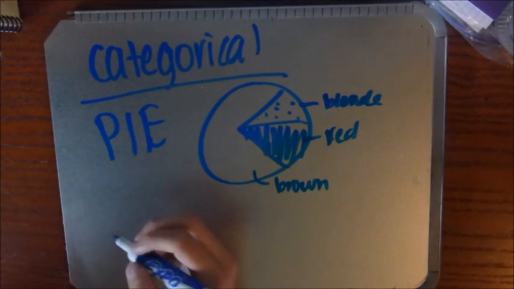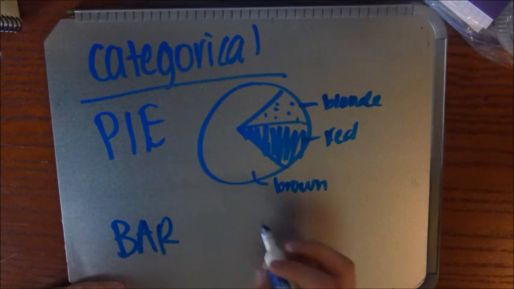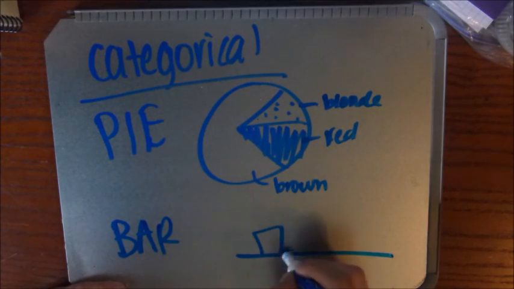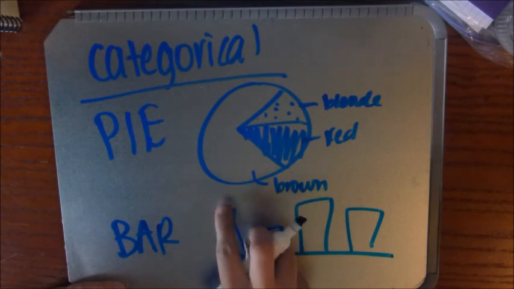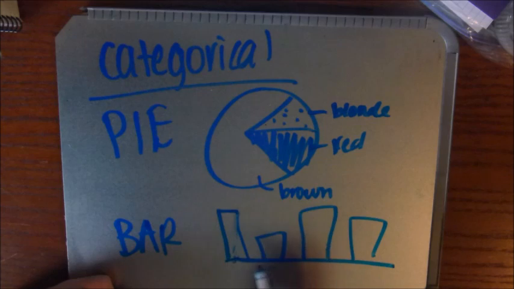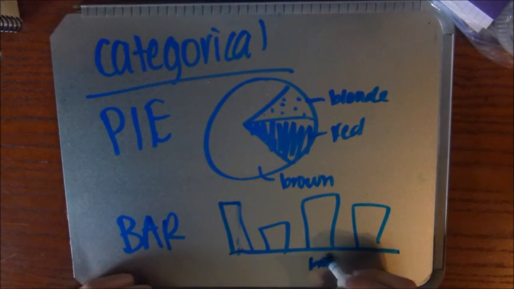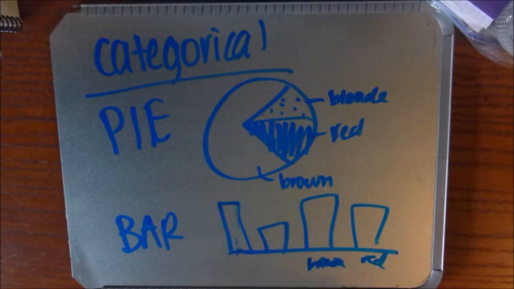Another way to display this type of data is a bar graph. In a similar way to a pie graph, it is also visually easy to tell what's really going on in this distribution. This could be brown, red, and so on. So these are the two main ways to display categorical data, I'd say.